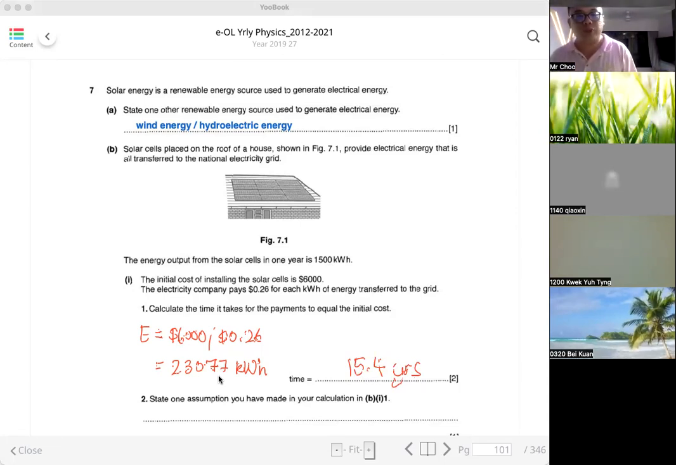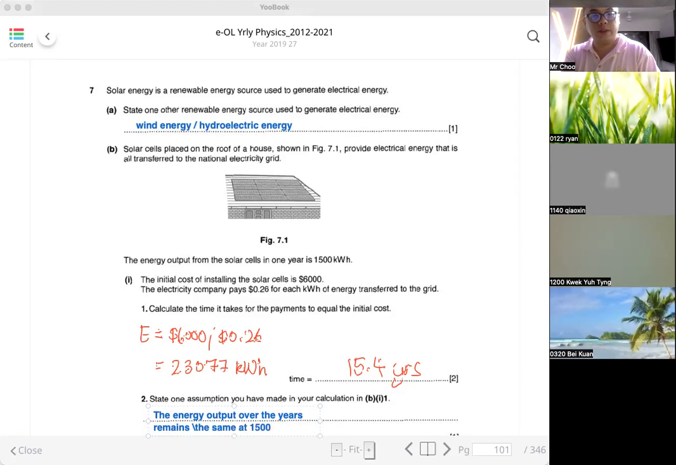And then one assumption you have to make in your calculation. What's the one assumption? The one assumption you make is the energy output over the years remains the same at 1500 kilowatt hour. Clear?